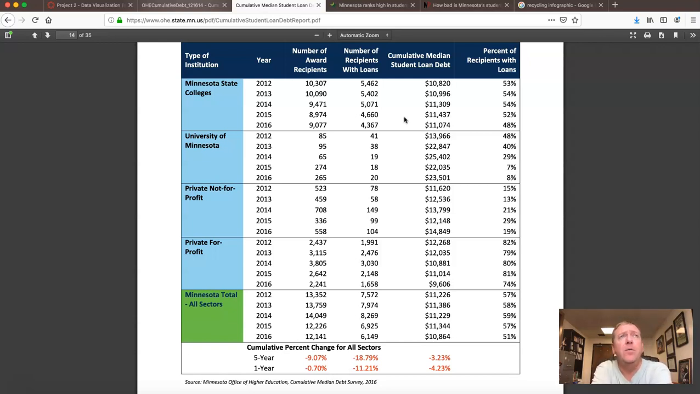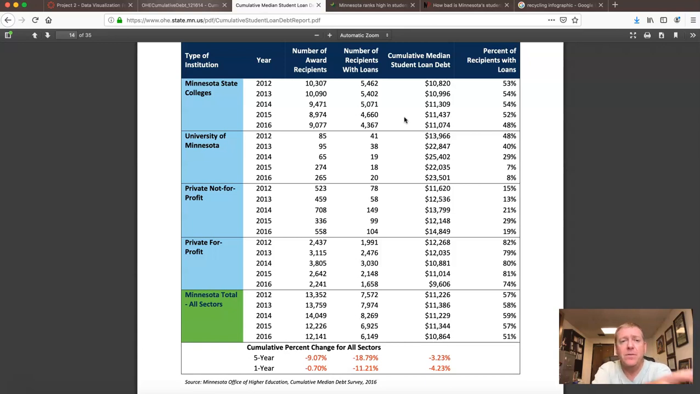Find for-profit private colleges, 2015 number of recipients, right? Or the percentage that graduated with student debt. Would it be easy for you to find? Maybe if you're looking at the screen, it would be. But if you had to find that data point very, very quickly, it might be a little bit more difficult, okay? Well, that's where infographics come along.